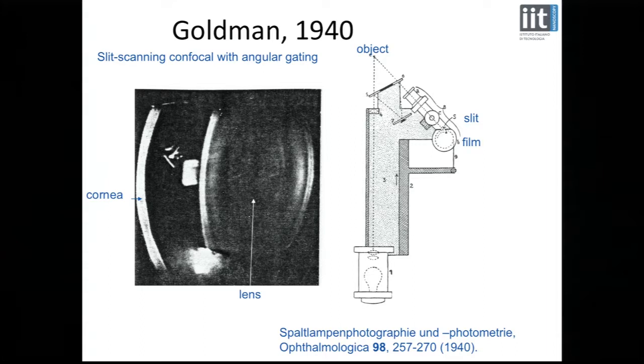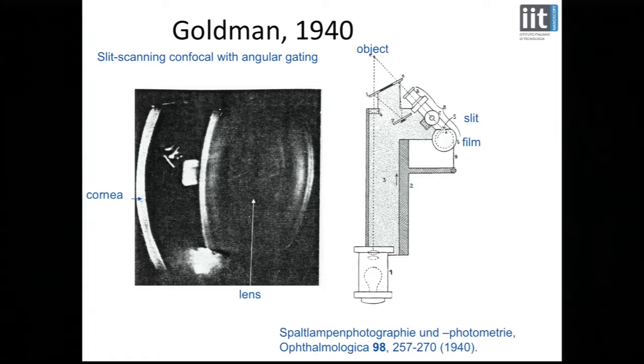But I'm going to show you two examples of earlier things. This one was from Goldman in 1940. So this is an image taken from his system. You see, this is for looking at the eye. This image is actually a section through the eye. It's what in confocal we call an XZ image.